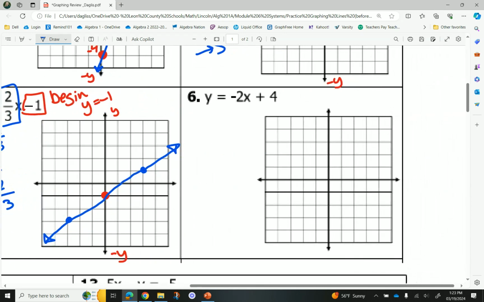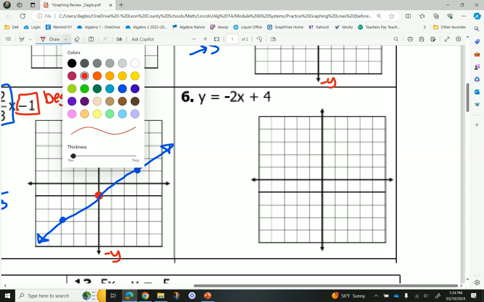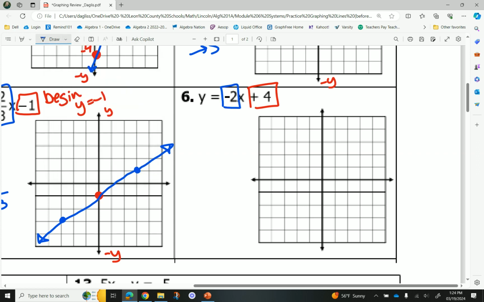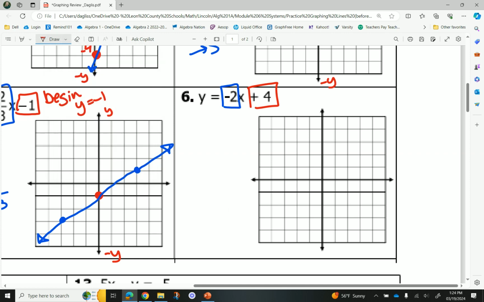All right, last one in slope intercept form. Where am I going to begin this line? These numbers tell us something. Which one of those tells me where to begin my graph? Up 4. Thank you. We will begin where y equals positive 4. So 1, 2, 3. There's our positive 4.